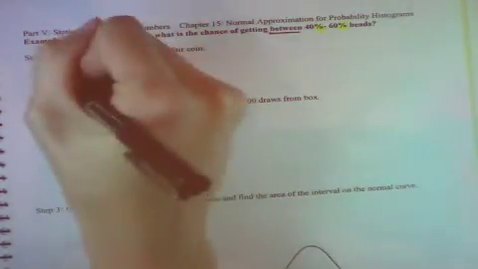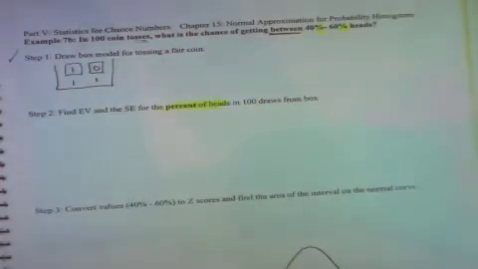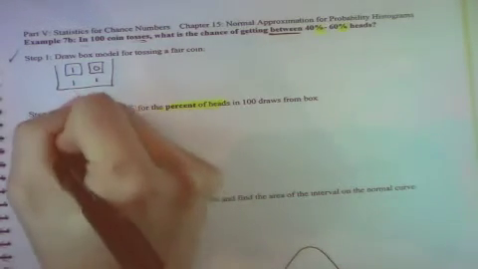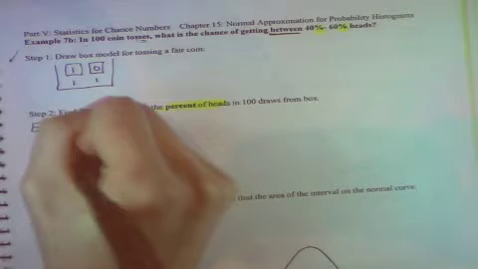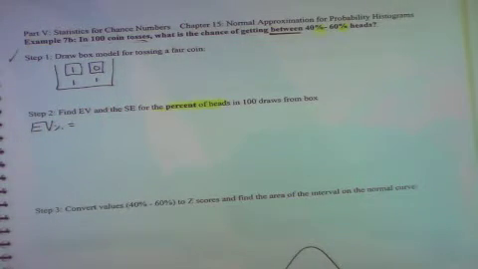So back to step 1, draw the box for tossing a fair coin. This is going to be the exact same box as before. We got one ticket that says 1, one ticket that says 0 to represent one head and one tail. Great, step 1, we're flying. Step 2, expected value and standard error for the percent of heads in 100 tosses from the box. So let's start here. Go back to our formulas. The expected value for the percent. What's the formula for the expected value for the percent?